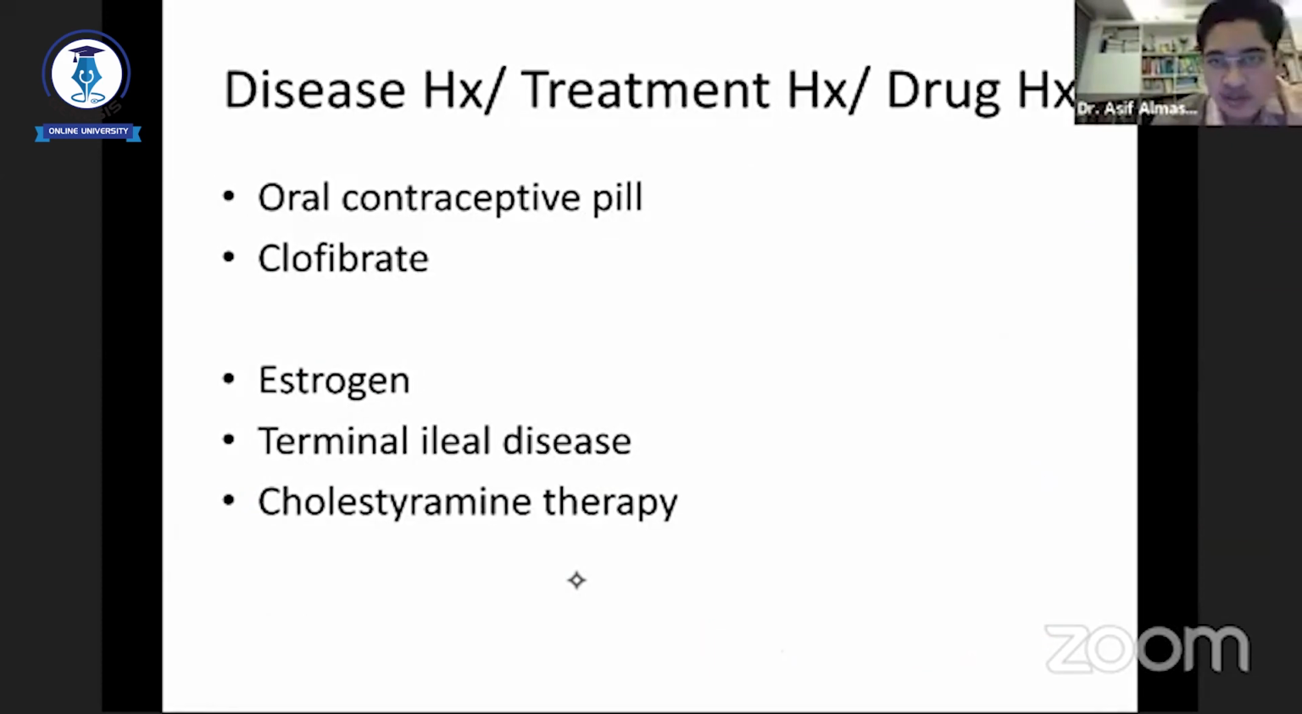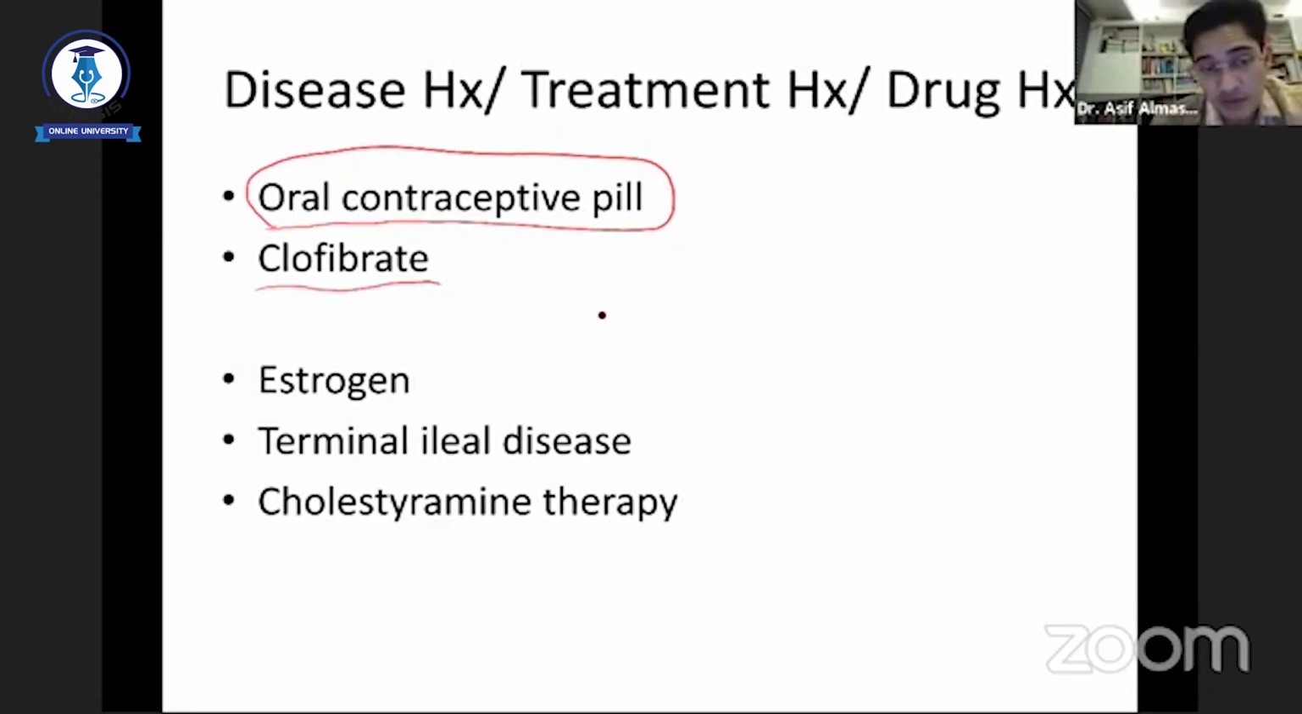So, disease history or treatment history or drug history, whichever way you want to write it. Oral contraceptive pills. This is important. Usually female patients above the age of 40 take oral contraceptive pills, which cause stasis of the gallbladder and may result in the formation of gallstones. Clofibrate is another lipid lowering agent, which is also said to have some effect on the gallbladder in forming stones. Estrogens also have some effects.